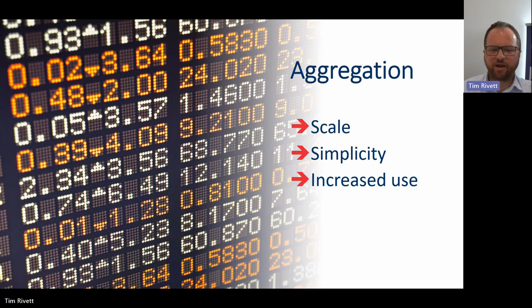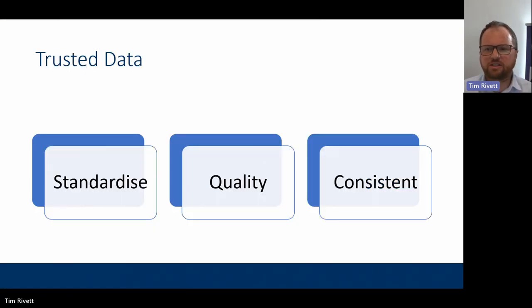brought benefit. So it's all very well bringing the data together in a single place, but people have got to trust it, and for it to be usable and trustable, it's got to be standardized. You've got to know that it's always going to be in the same format, it's going to be consistent over time, and the quality is going to be a known thing.